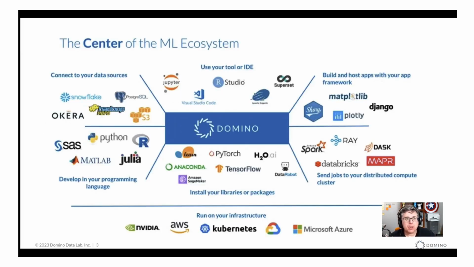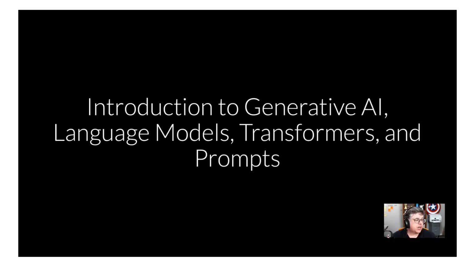Let's talk a little bit about Domino. Domino allows you to build, deploy, and manage AI with its unified platform. You can access data, tools, compute, models, and projects across any environment. You can foster collaboration, establish best practices, and track models in production to accelerate and scale AI while ensuring governance and reducing costs. So now let's explore generative AI, language models, transformers, and prompts.